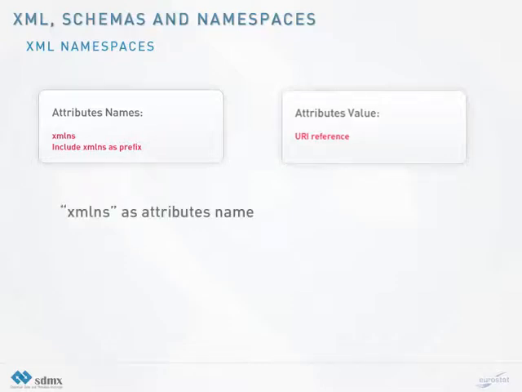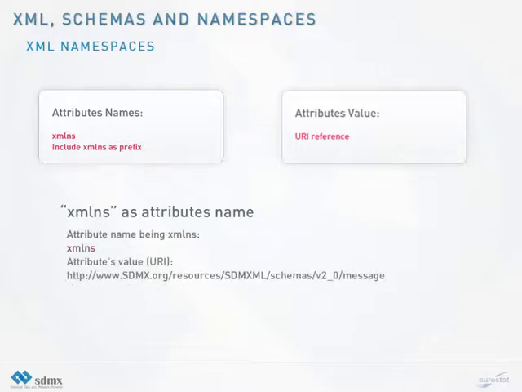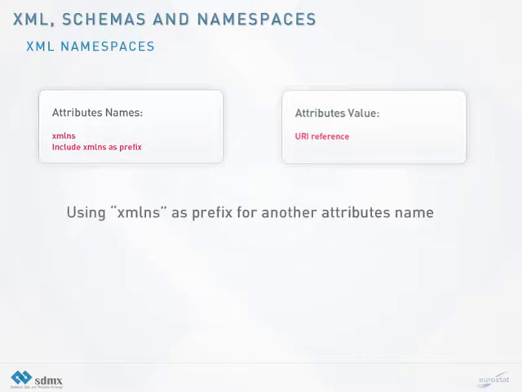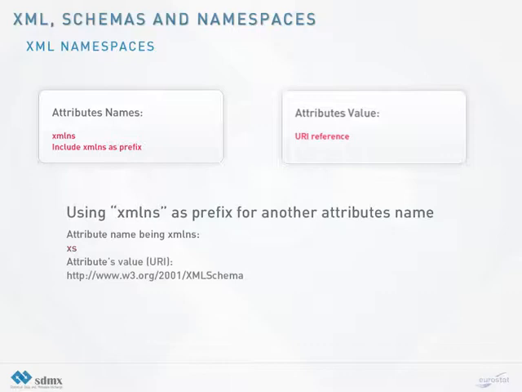Here, an example of using XMLNS as an attribute name. We have the value for the name and the value for the attribute, and finally, the namespace declaration. We can see another example using XMLNS as prefix for another attribute name. If this attribute name is XS, and with the following attribute's value, the namespace declaration should be as follows.